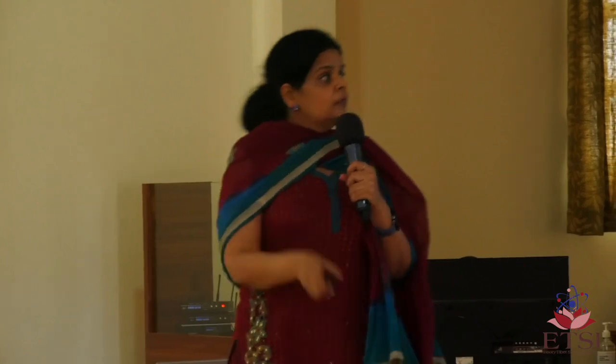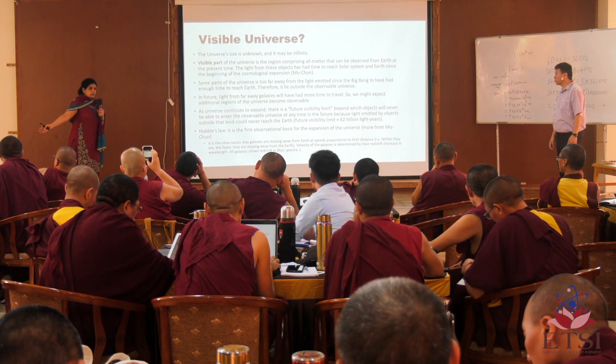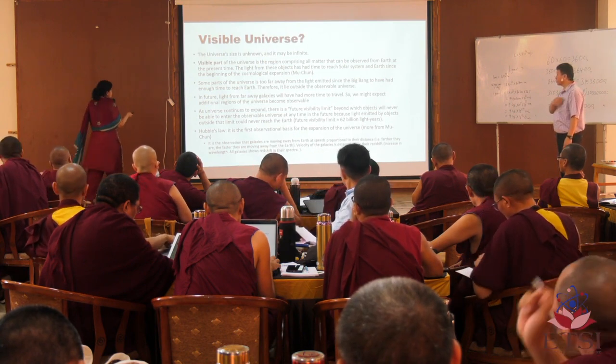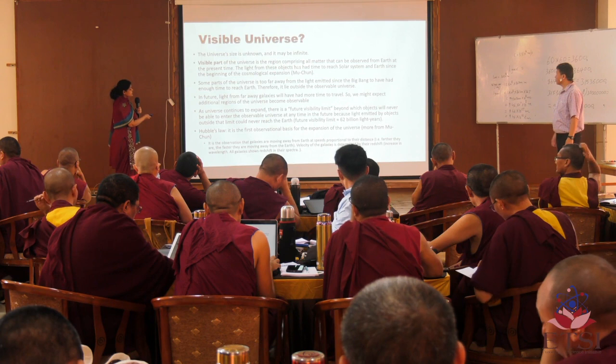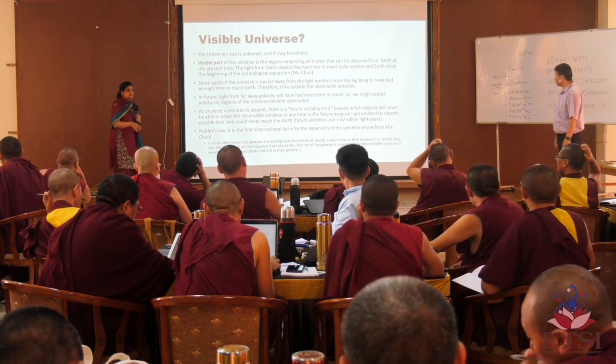Okay, one thing I used was visible part of the universe. What does that mean? So there is also an invisible part of the universe? Yes. So visible part of the universe, because we don't know what the universe size is, it can be infinite, right? So what visible part of the universe is? It's the region comprising of all the matter that can be observed from the earth at this present time.